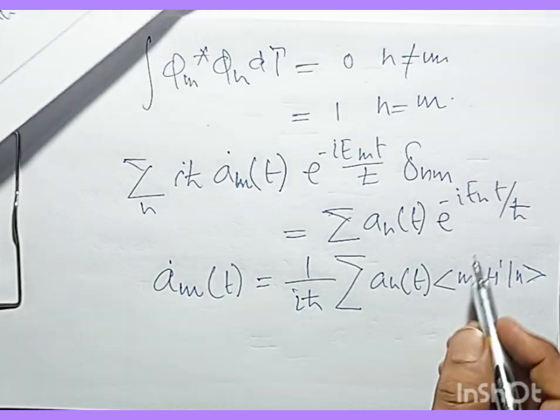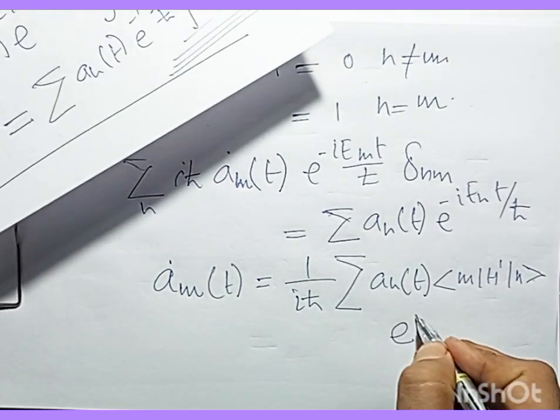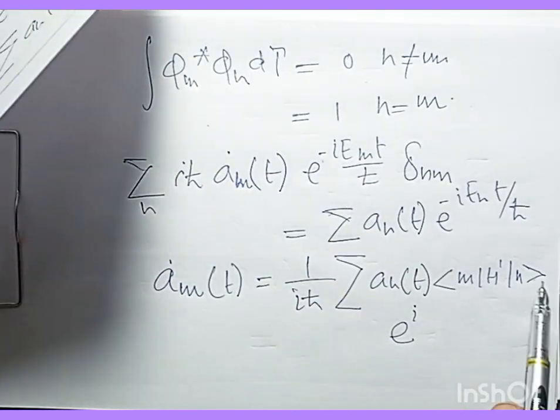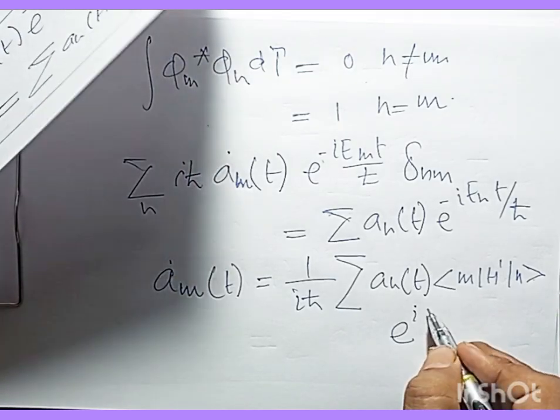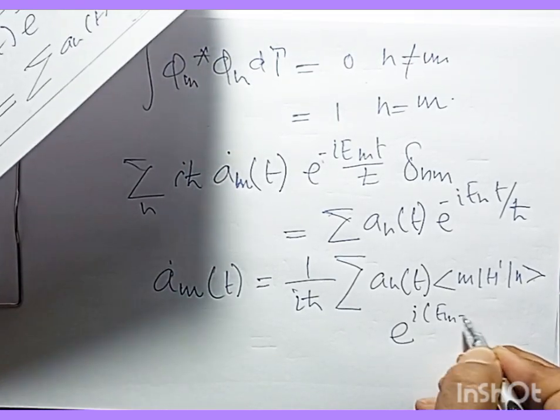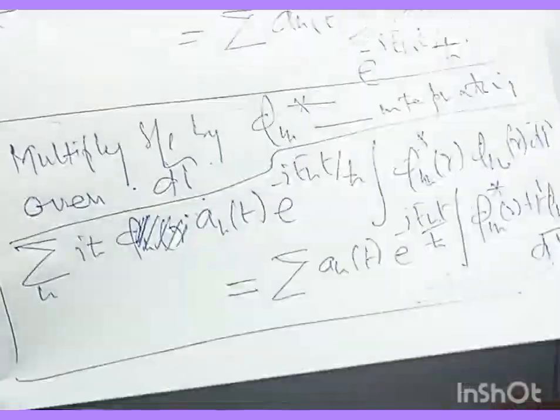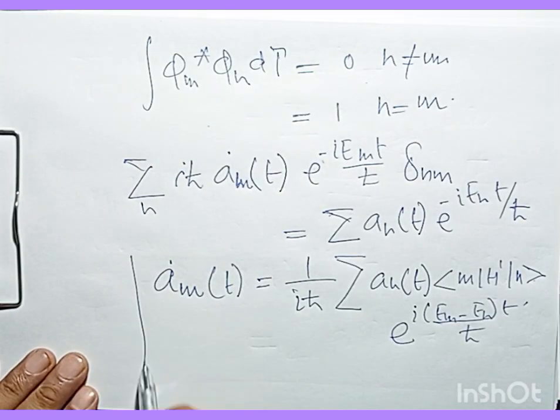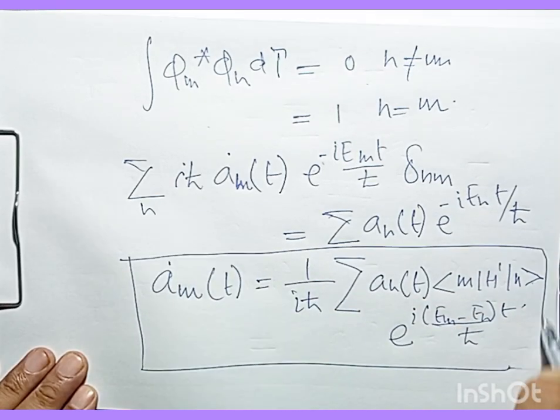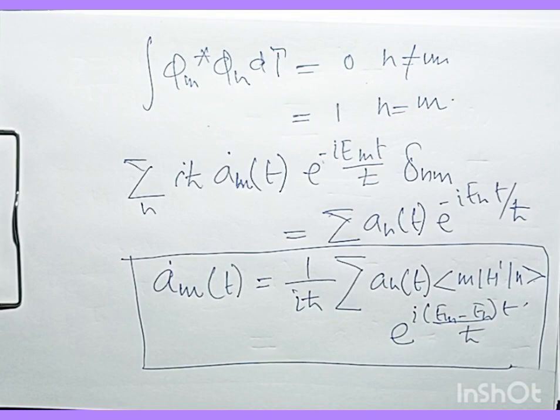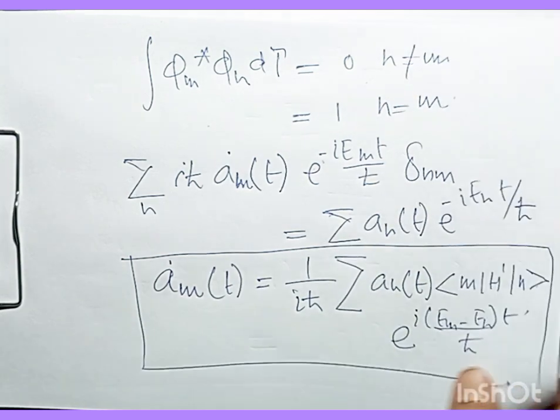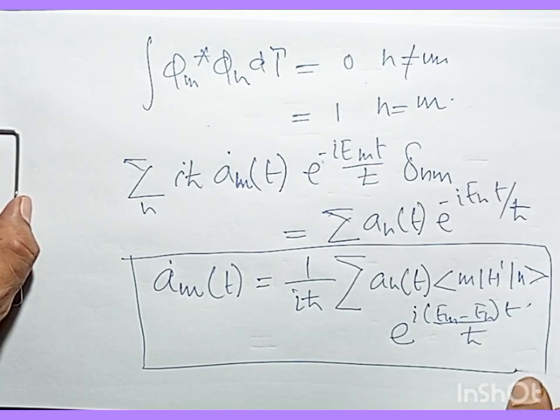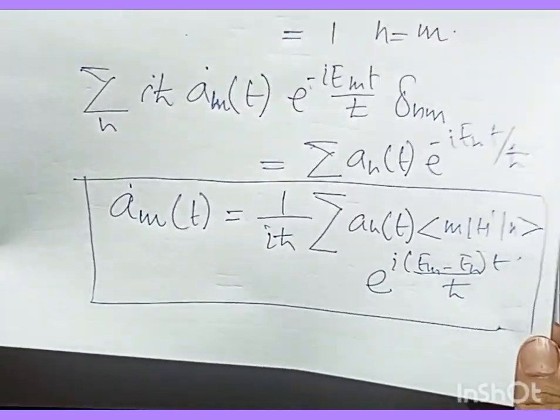And then we will have e to the power of iota. Okay, so this will come this side, so you will have iota times (Em minus En) times t by h cross. So this will be the amplitude. This is going to be a dot m of t. Now, proceeding from here, we can write down this equation in a little more compact form.